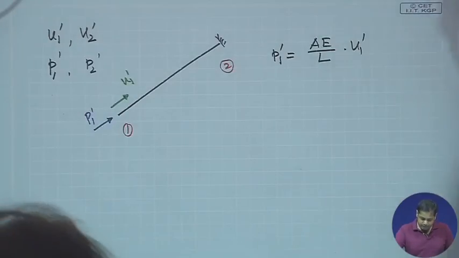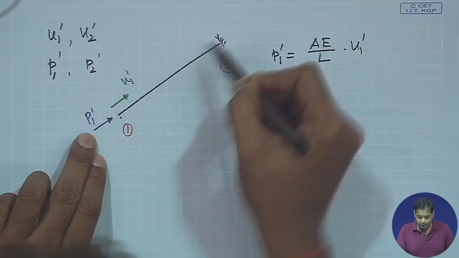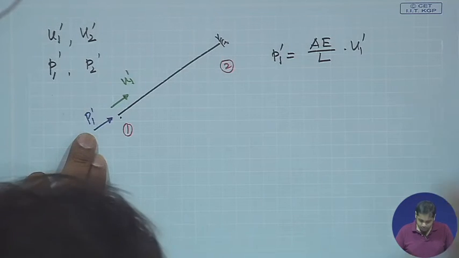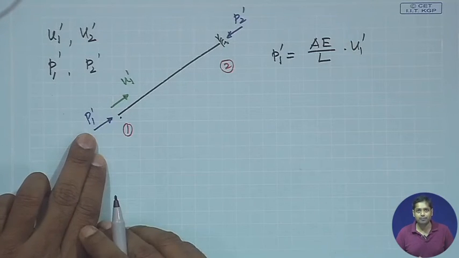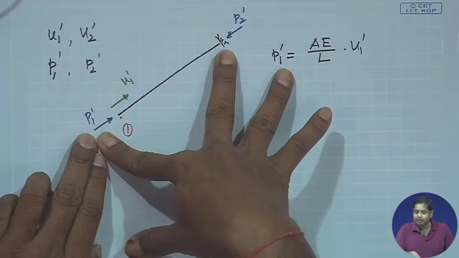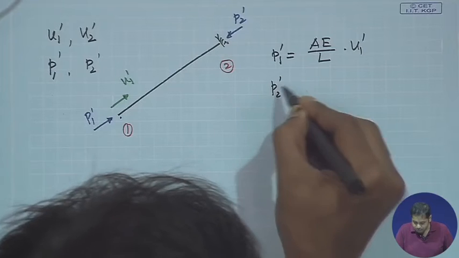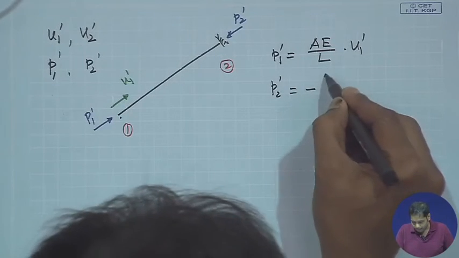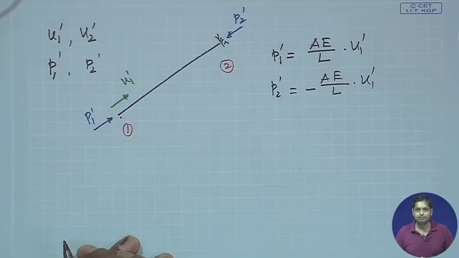Now you see, if you apply a load P1 dash at this point, there will be a reaction at this point, isn't it? And suppose this corresponding reaction is P2 dash. Now, P2 dash will be minus P1 dash to maintain the equilibrium. So P2 dash will then be minus AE by L into U1 dash, isn't it?